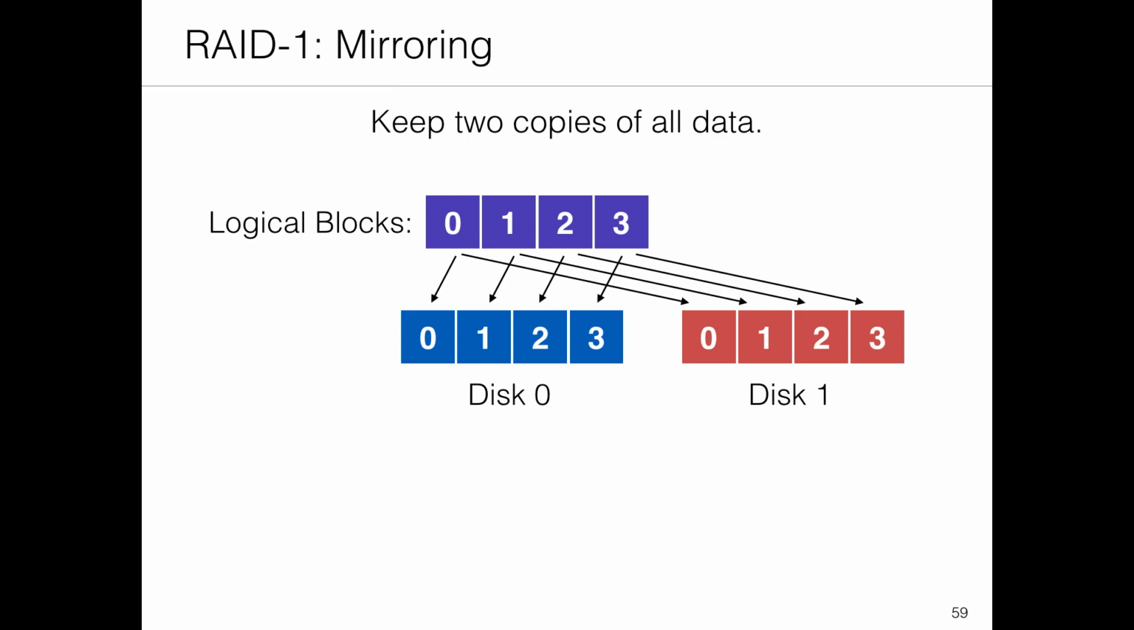Okay, let's talk about RAID 1, or mirroring. It's the first RAID level where we have some amount of redundancy. So the idea is to keep 2 copies of all the data. So we have now 2 disks. Let's say in this example, we wanted to write 4 logical blocks. Each block is written to 2 particular disks.